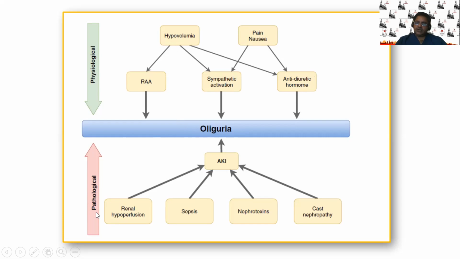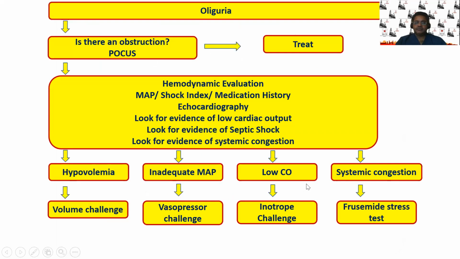Whereas in the intensive care unit, renal hypoperfusion, markers of inflammation like sepsis, nephrotoxins like this patient had, contrast and aminoglycosides, and cast nephropathy like this patient who had rhabdomyolysis, will contribute to acute kidney injury, which adds to the oliguria which has been triggered by physiological mechanisms.